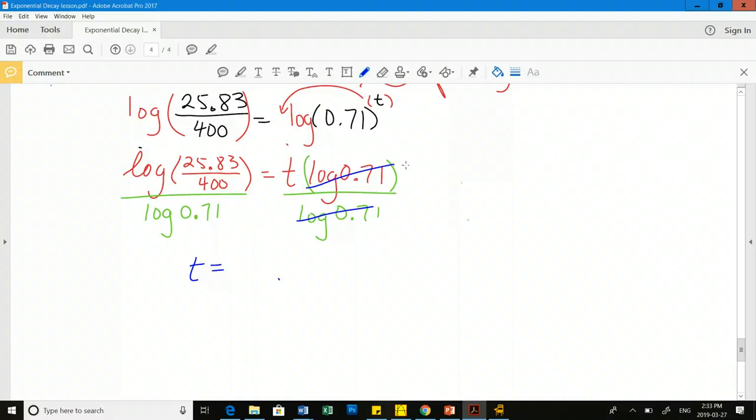So we're going to calculate. In your calculator, press log. If your calculator doesn't open a bracket for you, open your own bracket. You're going to do 25.83 divided by 400. Close your bracket. You can press equals on your calculator and get the value for that. Then you're just going to press divided by log of 0.71. That will take your answer and divide it by this log of 0.71.